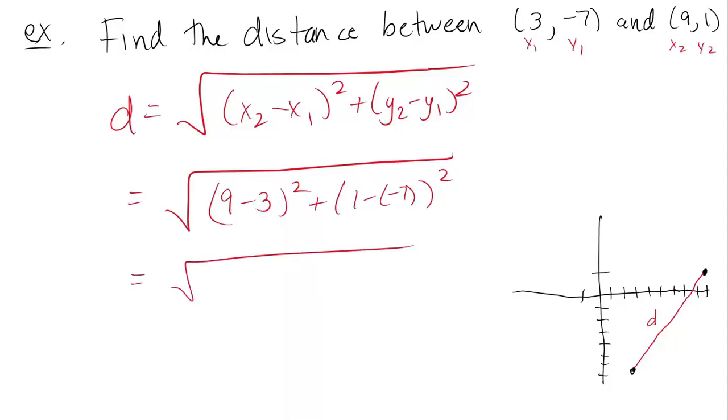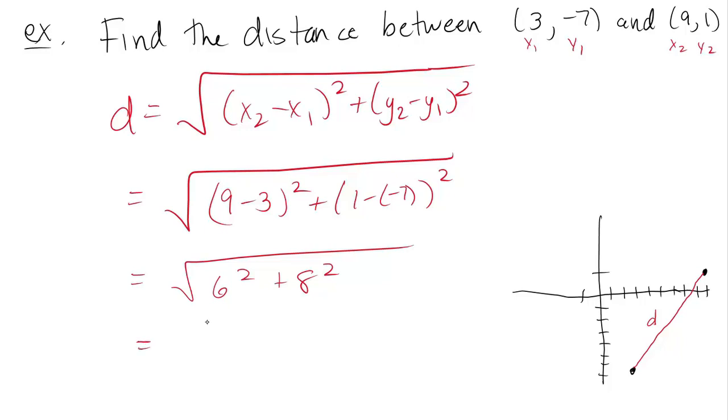9 minus 3 is 6, so this is 6 squared. 1 minus negative 7 is 8. That would be 8 squared. Again, you cannot take the squares off at this point and just do 6 plus 8 equals 14. That's not how the order of operations works. You'll see we won't get 14 if we follow the order of operations.